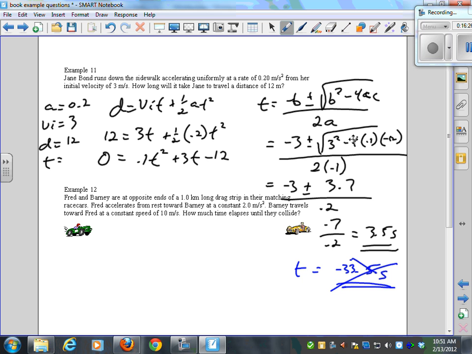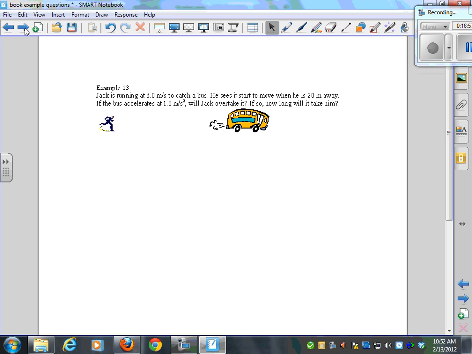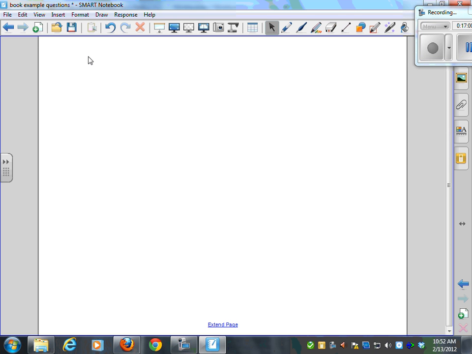Okay. So Fred and Barney are at opposite ends of a 1 kilometer long drag strip, and they're matching race cars. Fred accelerates from rest toward Barney at a constant 2 meters per second squared. Barney travels toward Fred at a constant 10 meters per second. How much time elapses until they collide? How much time before they run into each other? They're basically playing chicken, and they're going to run into each other, right?